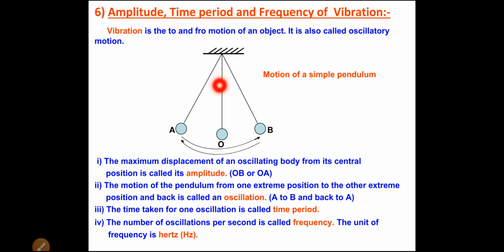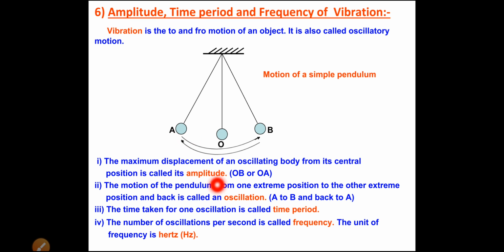Now see here, this is the center position of the simple pendulum, and when this bob moves from this center position to the right hand side, whatever maximum distance is covered by this bob, that is OB. This is the maximum distance covered by this simple pendulum. So this OB is the amplitude. When the bob moves from center to the left hand side, whatever maximum distance it can cover, that is the amplitude, meaning OA is the amplitude of the simple pendulum.